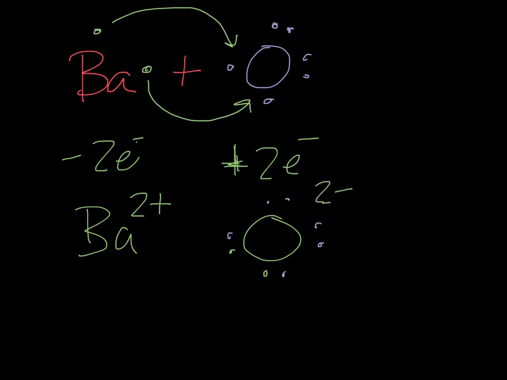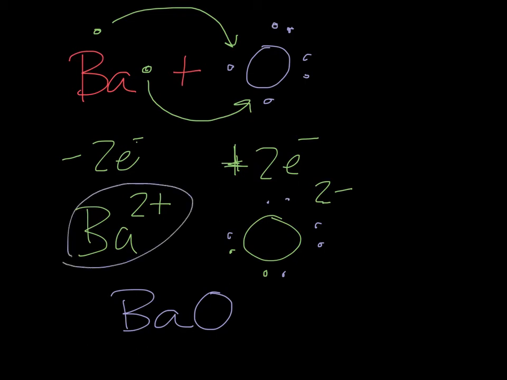And so now when we write the formula for this, we're just going to write BaO, okay? And the reason we write just Ba and O is because if you look here, we only have 1 barium and we only have 1 oxygen, okay?